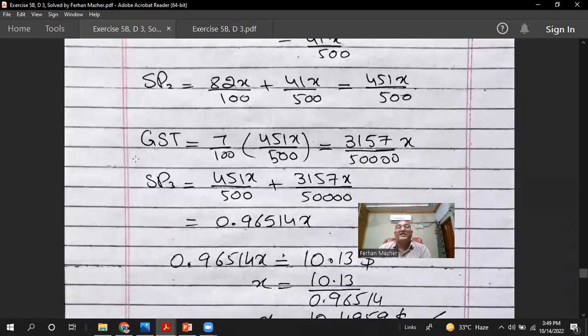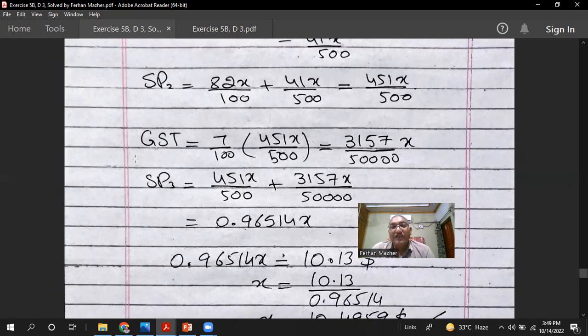It will be 82x by 100, which was the price, plus the service charges, that is 41x by 500. So it will be 451x divided by 500. On this, I will add 7% GST. So 7% of the 451x by 500 will be 3,157x divided by 50,000. So that will be the GST.